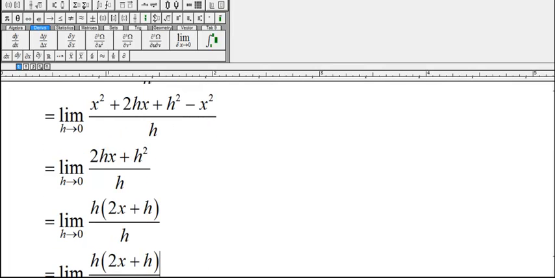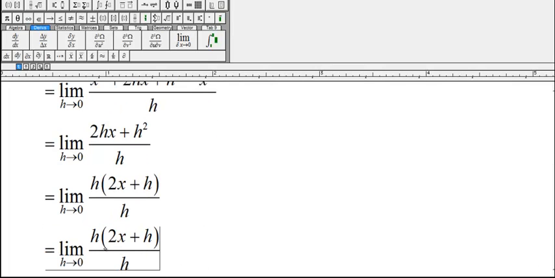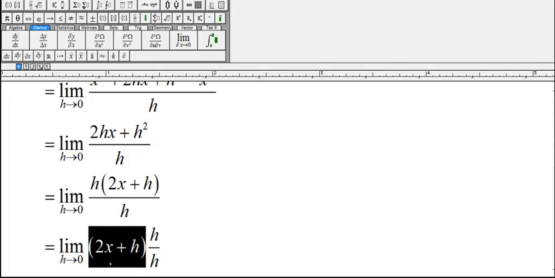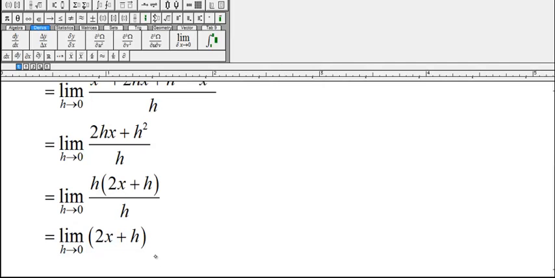the property of fractions that says that these h's cancel out, and that only leaves this part, 2x plus h over 1. So we could write it like that, for example, and that h over h is 1, so that cancels. Remember, h is not 0. As long as h is not 0, these are the same.